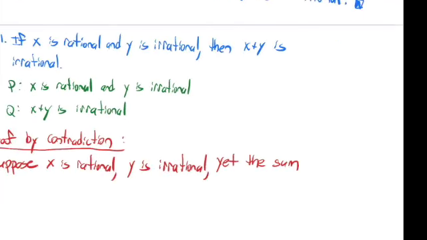So we're going to suppose that P is true, which is x is rational, y is irrational, and that Q is not true. So now Q not being true would be that the sum x plus y is also rational.